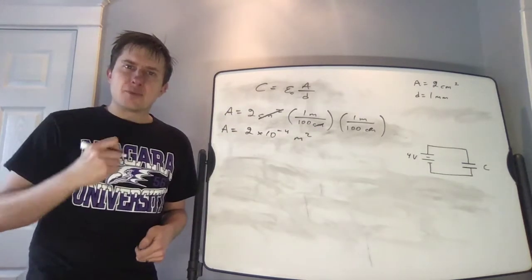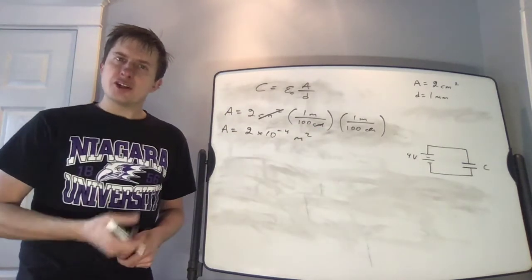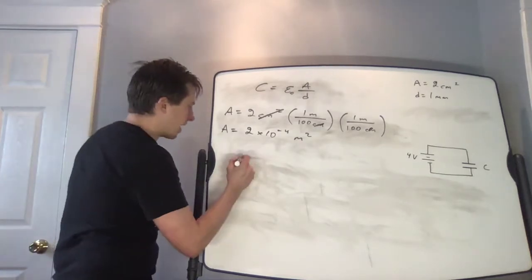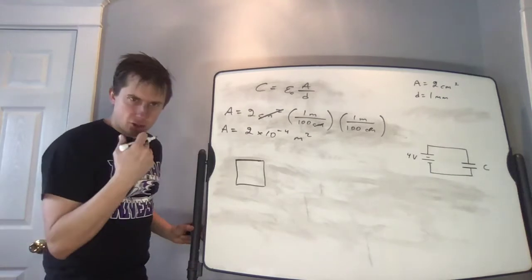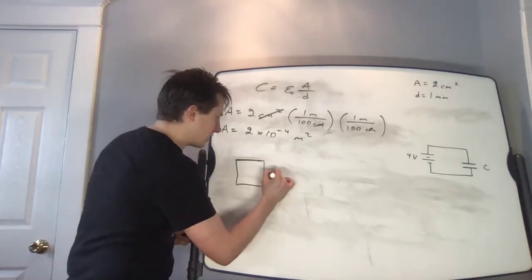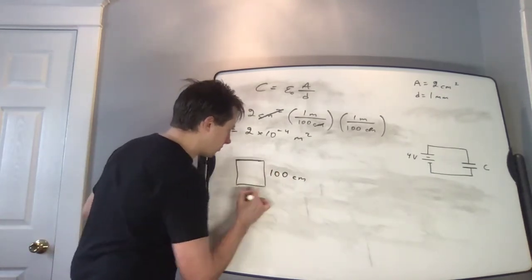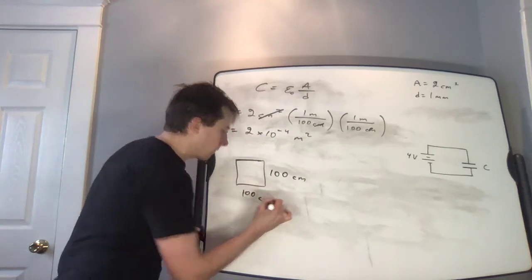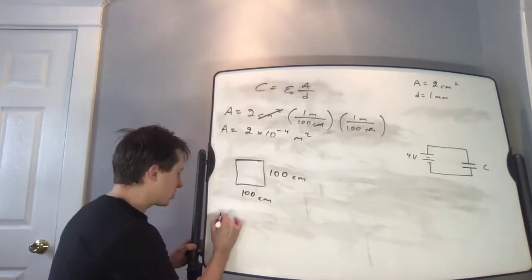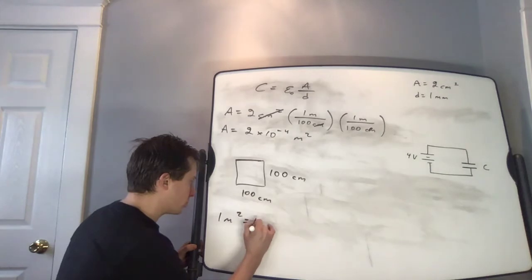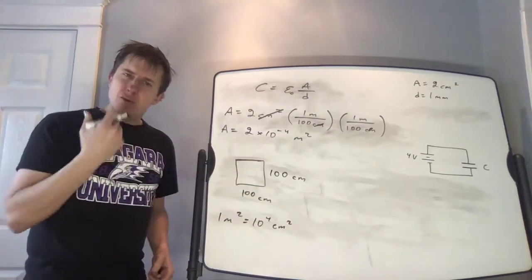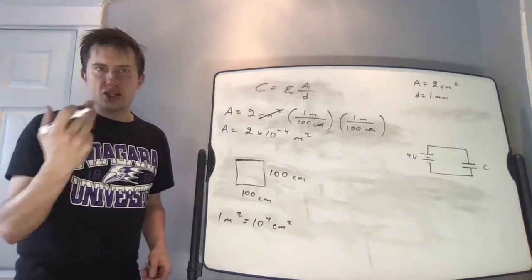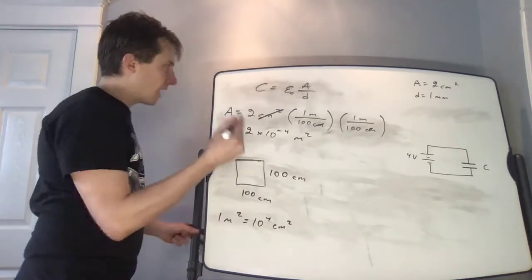Another way we could think about this conversion is imagine a square that is 1 meter on a side. If this square is 1 meter on a side, then I could also equivalently say that this square is 100 centimeters on a side. Therefore, I could say 1 square meter is equal to 10 to the 4 square centimeters. Now we are ready to plug numbers in to determine the capacitance of this capacitor.